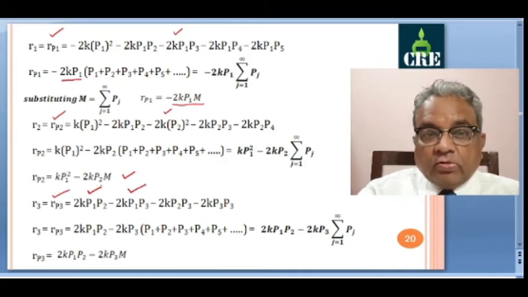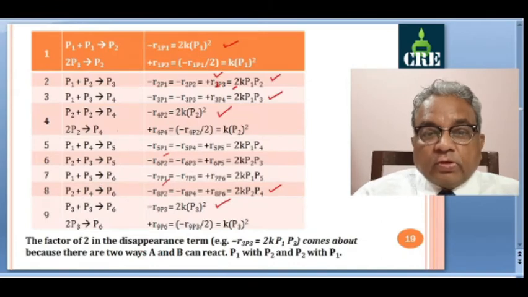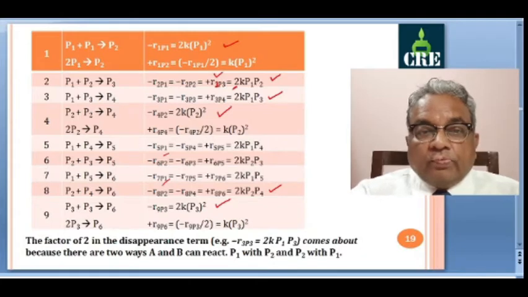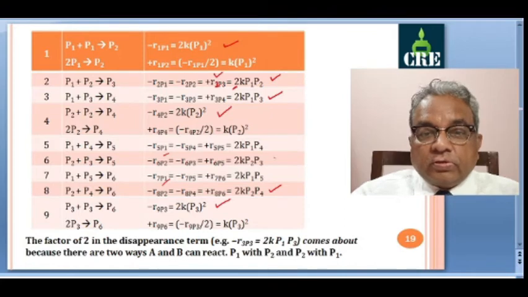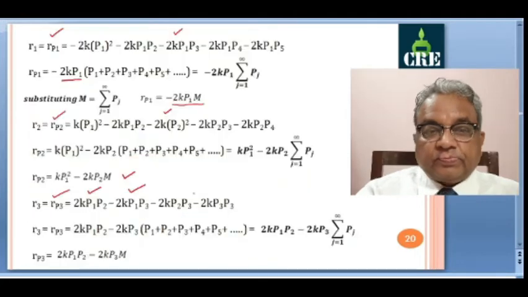Then again, we will check where P3 is appearing. It is not here, it is not here, it is here, P2 P3. It is rate of disappearance, minus sign, so 2k P2 P3 I will write with minus sign. Again we have rate of disappearance 2k P3 square, so I will write this with the minus sign, minus 2k P2 P3 and minus 2k P3 square, means P3 into P3.